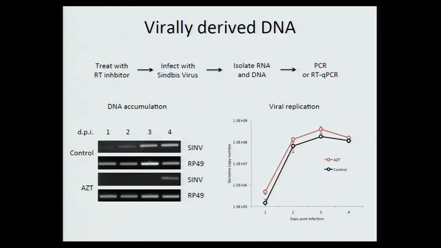So we thought that this fit in very perfectly with our system in mosquitoes, and so we went hunting for viral DNA and to see if we could inhibit its formation. And so as we can see here, if we infect Aag2 cells and treat with an RT inhibitor, and then isolate RNA and DNA and do either genomic PCR or RT-qPCR, we can see the accumulation of DNA from Sindbis virus. We can restrict the accumulation of this DNA by treating with an RT inhibitor. And the treatment with this RT inhibitor results in an increase in viral replication.